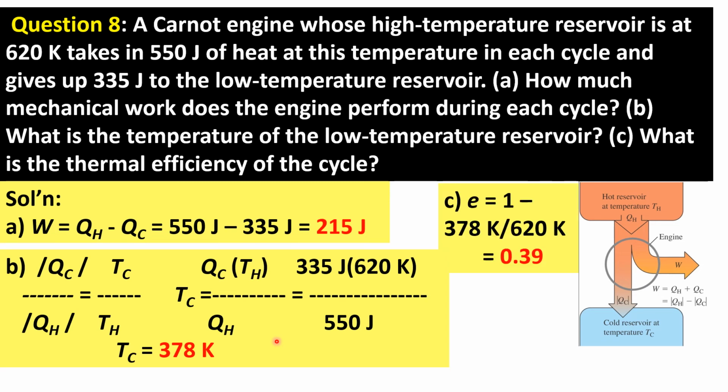And finally, getting the efficiency, again, we make use of the Carnot efficiency formula: 378 Kelvin divided by 620 Kelvin, that is Tc over Th, subtracted from 1, and we get 0.39 as our Carnot efficiency, or sometimes called thermal efficiency of the cycle.